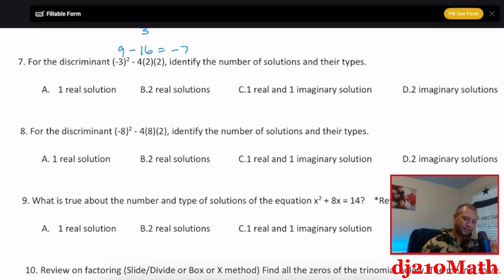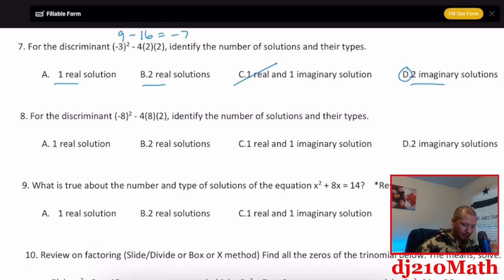Since the discriminant is negative, we're going to have two imaginary solutions, right? You'll only ever have one real, two real, or two imaginary solutions, right? There's no such thing as one real and one imaginary, right? Imaginary numbers always come in pairs, so it has to be 2.